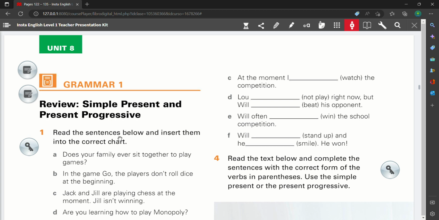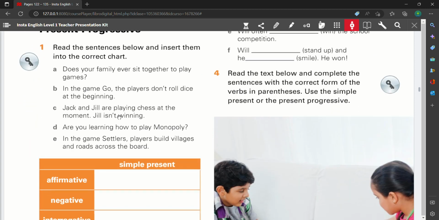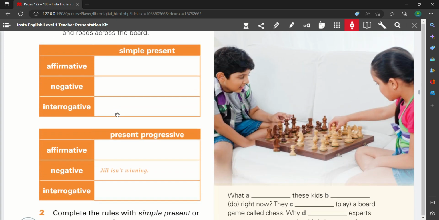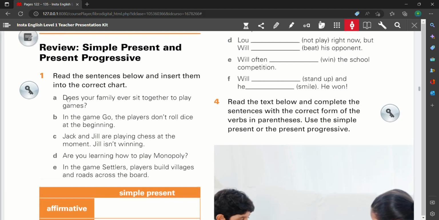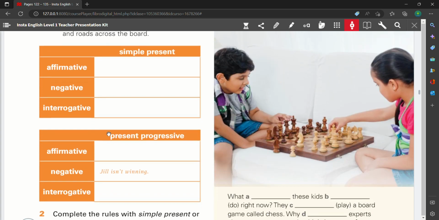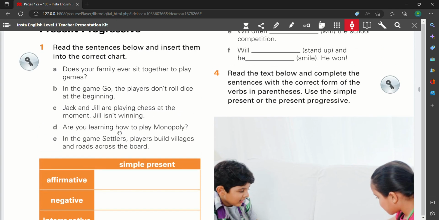Well, let's remember a little bit. We did grammar number one, review simple present and present progressive. In this part we identify and see the difference between simple present and present progressive. The idea was to read those sentences and put them in the correct chart: affirmative, negative, interrogative for the simple present, and affirmative, negative, and interrogative for the present progressive.